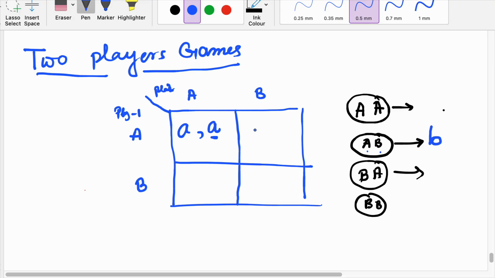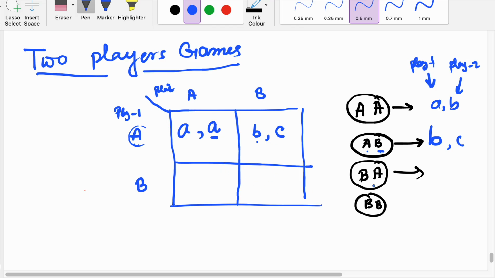So I am writing here that the first element represents the payoff of player 1. So player 1 gets the payoff B, and player 2, whose action was B, is getting the payoff C. Suppose he is getting C. This is the first player's payoff, player 1, and this is player 2. Until now it is clear.